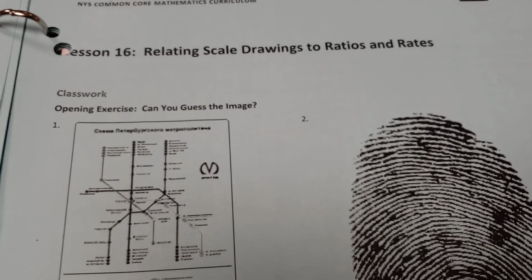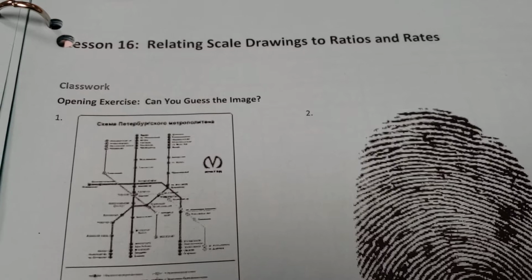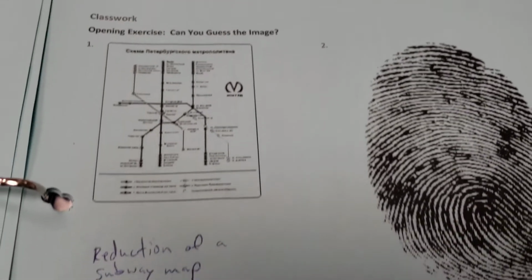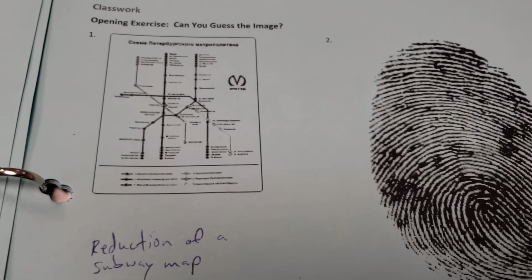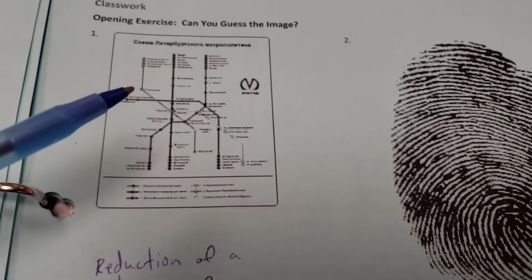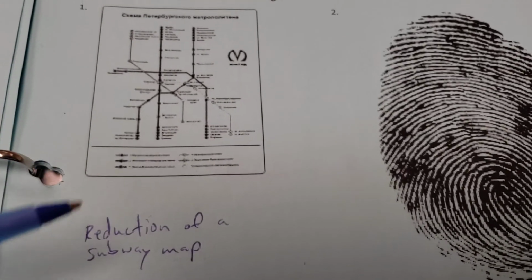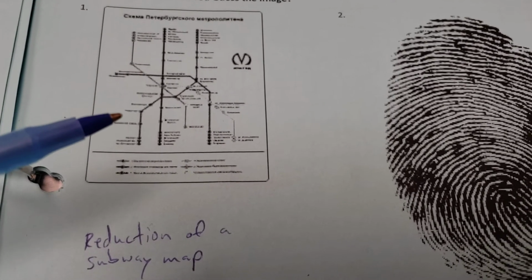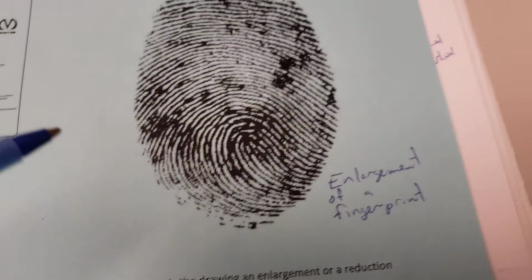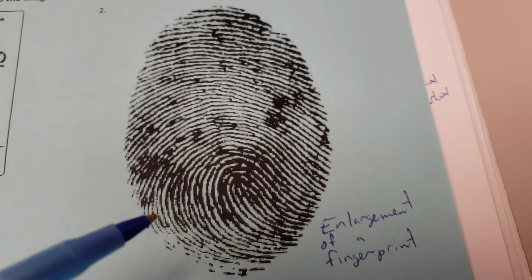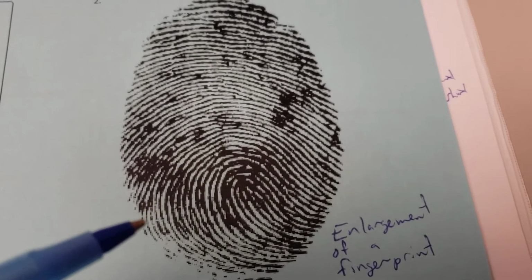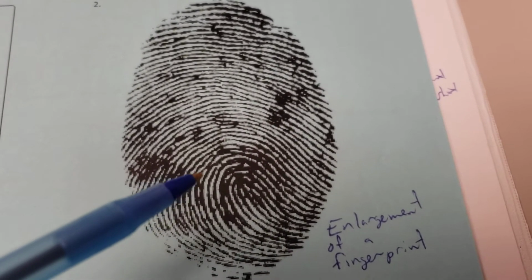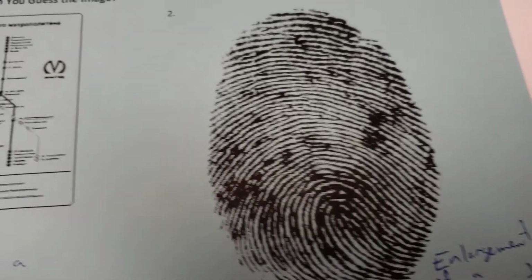And we're on lesson 16 today, relating scale drawings to ratios and rates. And you want to guess a couple images here. First one we have is a subway map. And this is actually called a reduction because it's a smaller version of what an original subway plan would look like. Here I have a picture of a fingerprint. This is actually an enlargement of a fingerprint because no one would have a fingerprint quite this large. So it's referred to as an enlargement.